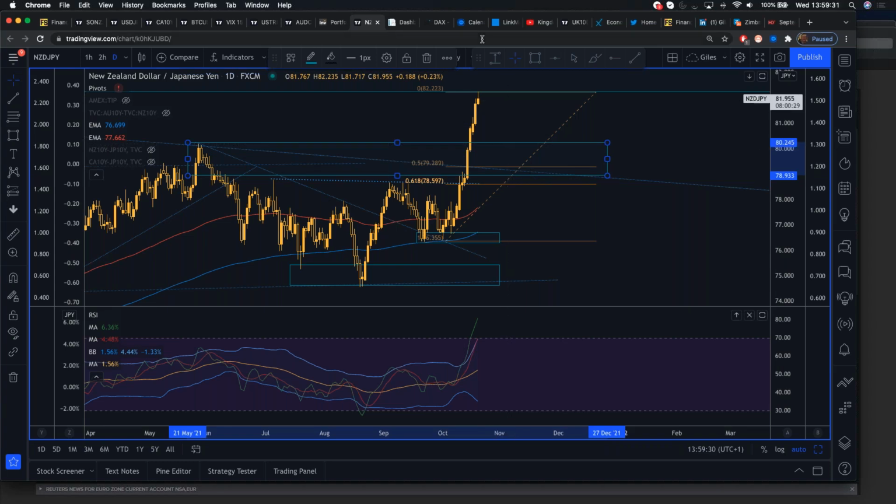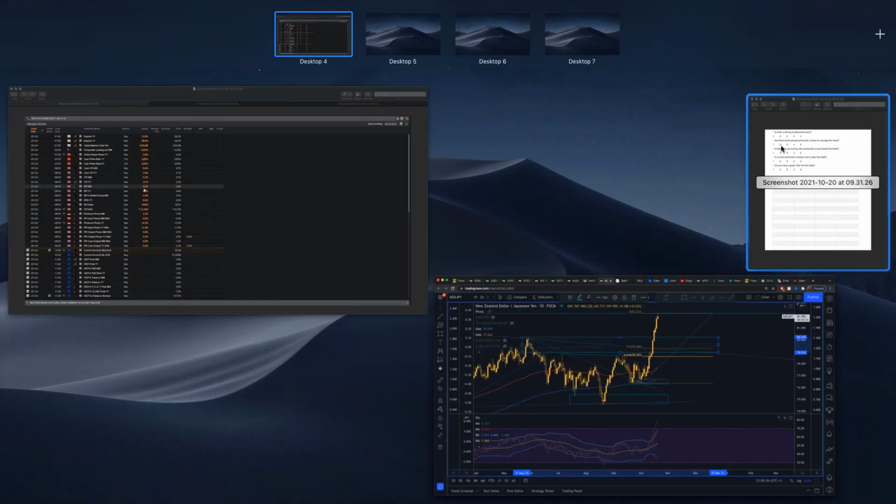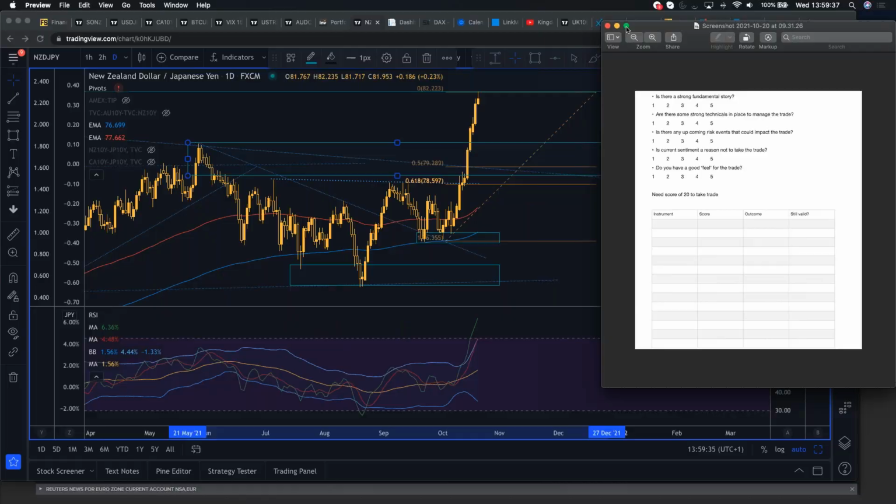All right, now let's use our trading checklist as an example. So we're going to take the RBNZ and the Bank of Japan.